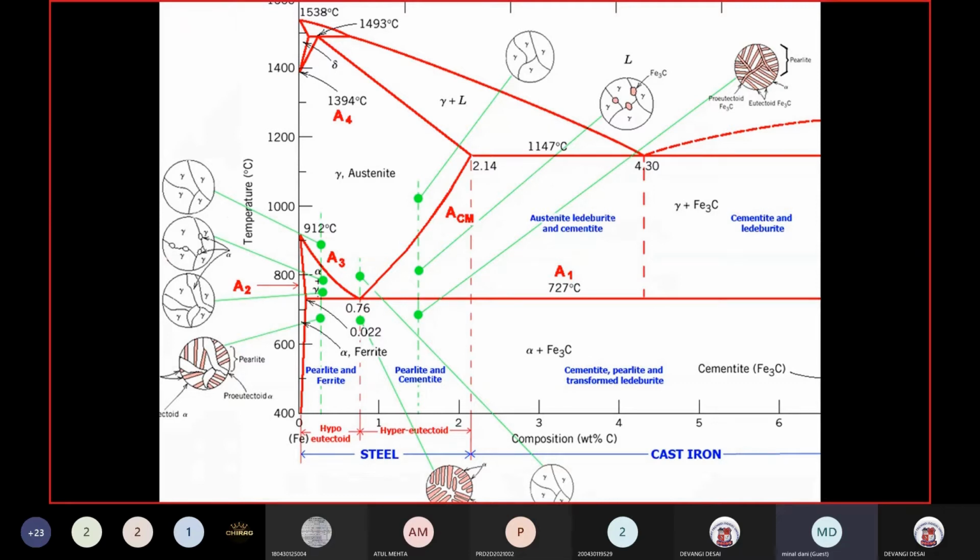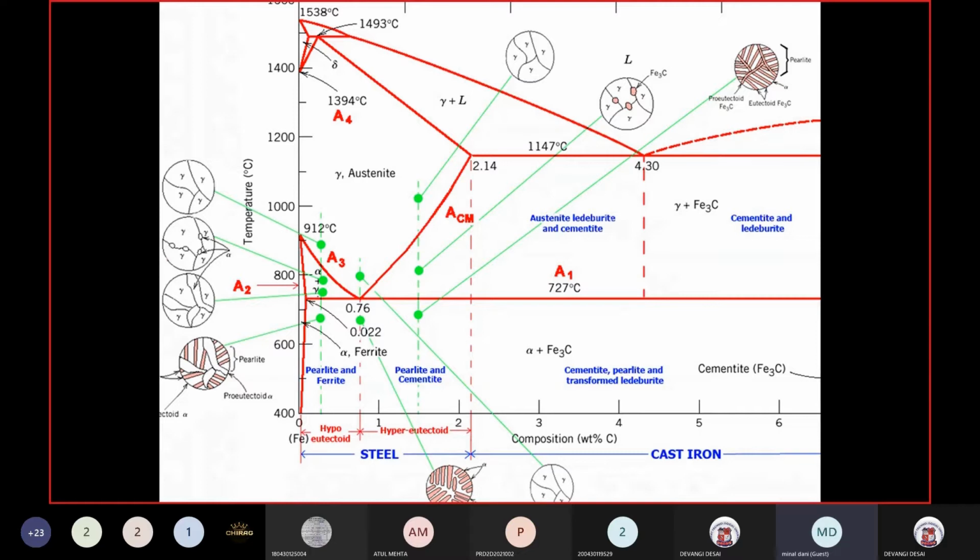So have the students known about the second reaction, the eutectic reaction? That eutectic reaction is done at 4.3 weight percentage carbon at 1147 degrees Celsius, in which this ledeburite can transform to liquid. That is your second reaction. And the third major reaction in this diagram is the peritectic reaction.